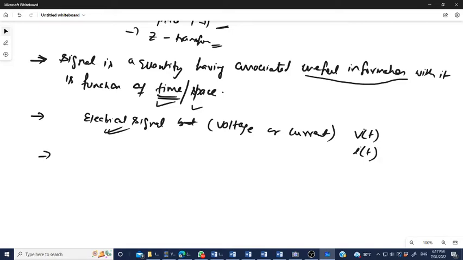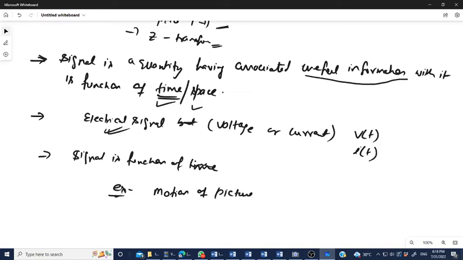In general, a signal is a function of time, but not necessarily, not always a function of time. An example of a space signal is the motion picture signal in 3 dimensions, which is a function of x, y, and z. Another good example is the distribution of charge.